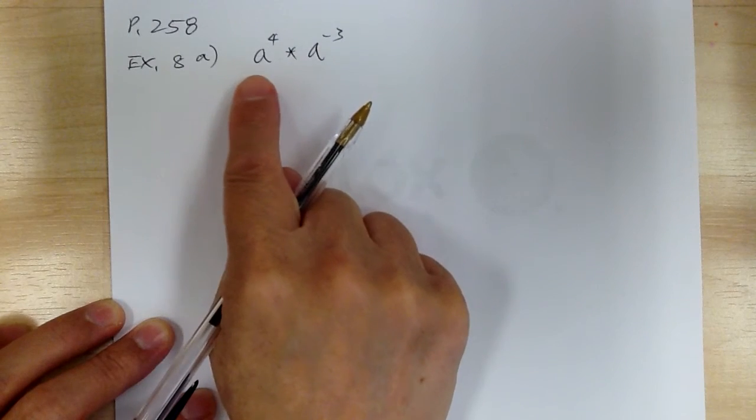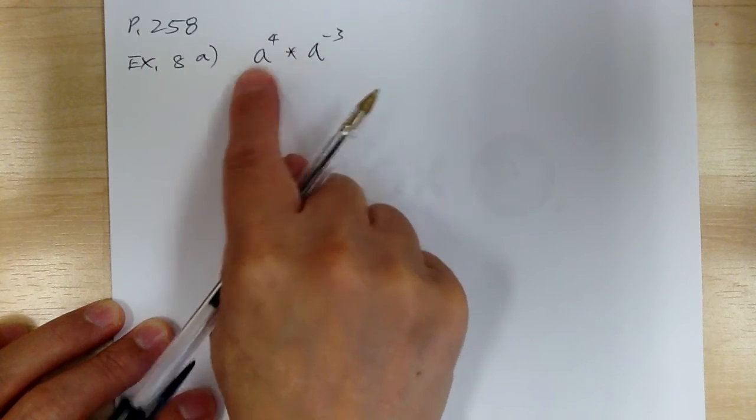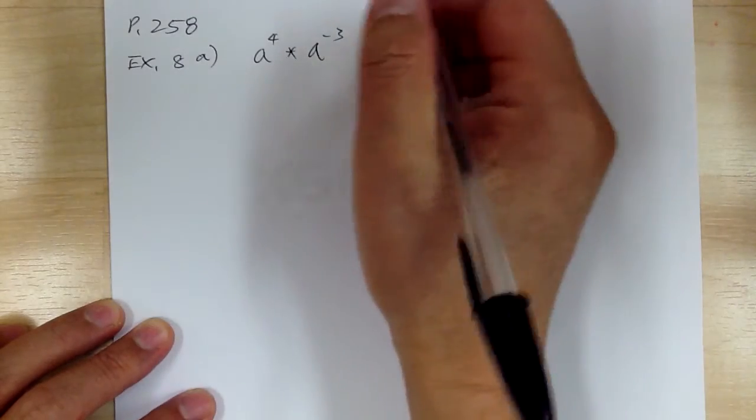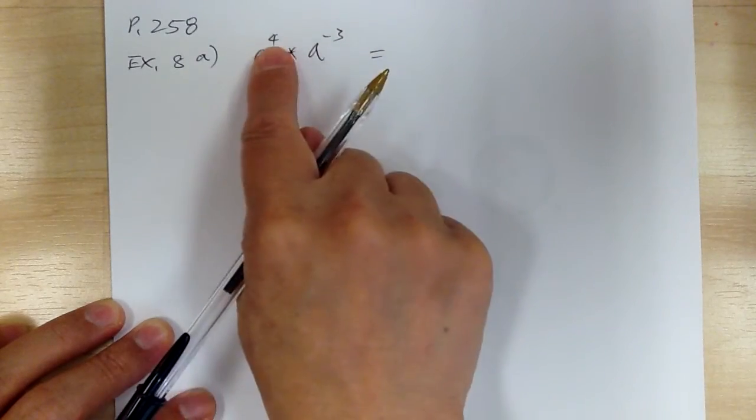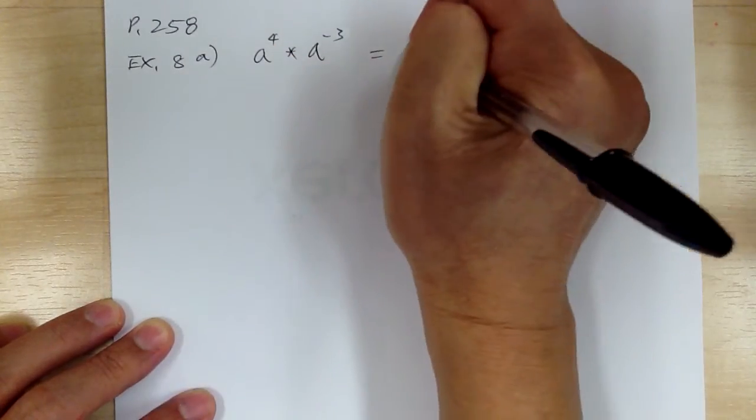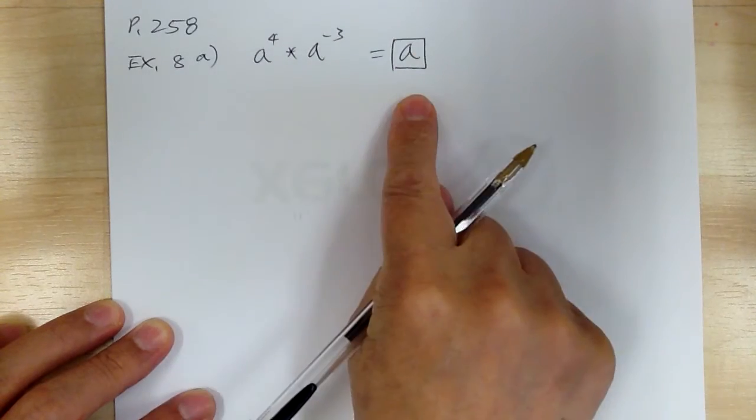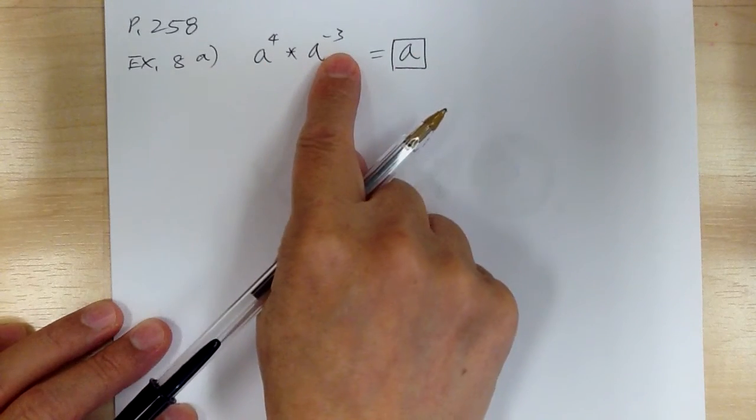So you can use the product rule. When you multiply, you add the exponent. So when you add 4 plus negative 3, that will give you a to the 1. So the answer would be a. So that's one way of doing it, using the product rule.